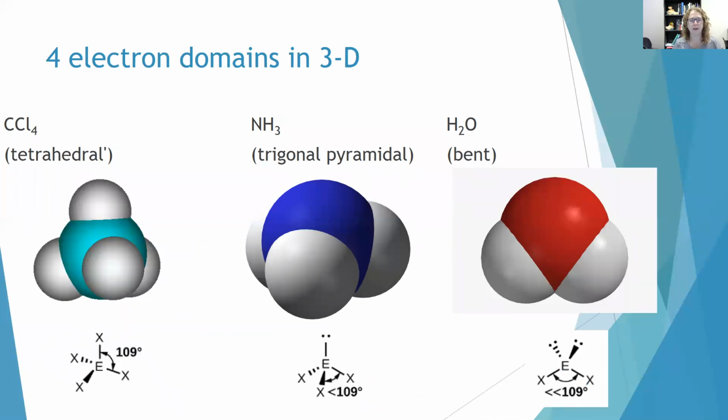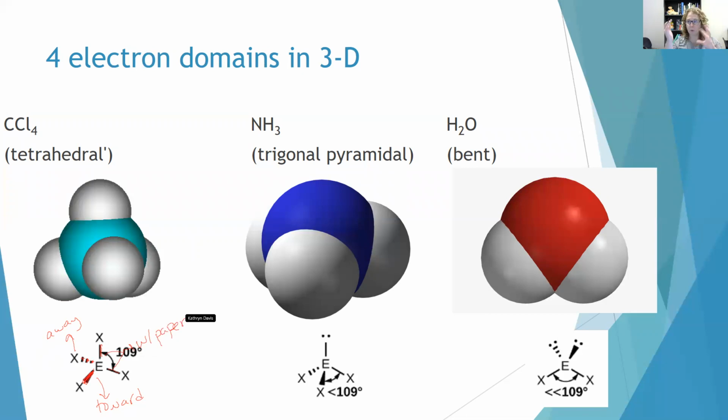So here's my 3D versions of 4 electron domains. Here's my tetrahedron. And you notice that there are funny things, right? There are wedges and dashed wedges, right? So here's a regular wedge. Here's a dashed wedge. What this means is that particular bond is coming out of the screen towards you. And the dashed wedge means away. This bond is pushing back out of the back of the screen. So there's one coming out at you, one going away from you, and then there's 2, these straight ones, that are with the paper or with the board.